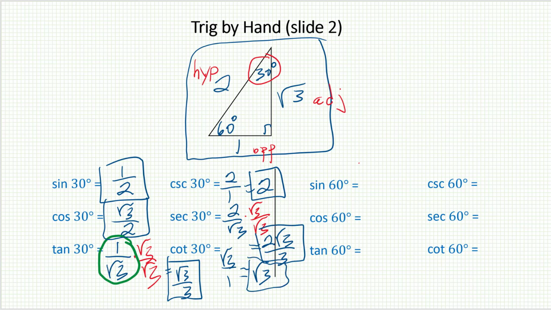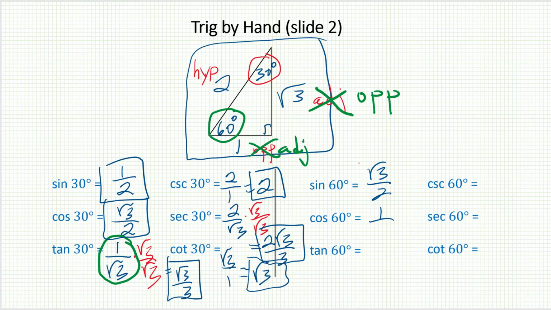60 degrees, we ought to be able to do those pretty quickly. Now keep in mind, when you switch to 60 degrees, now this is the opposite leg, and this is the adjacent leg. You got to be careful with that kind of stuff. So, sine of 60, I think you're going to see a lot of the same answers. It's the same triangle. Sine 60, opposite would be root 3, hypotenuse 2, so root 3 over 2. Cosine 60, adjacent over hypotenuse, 1/2. Tangent 60, opposite over adjacent, root 3 over 1, which simplifies to root 3.